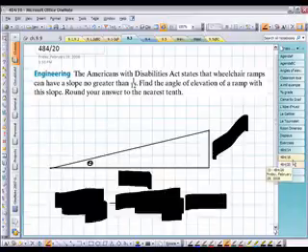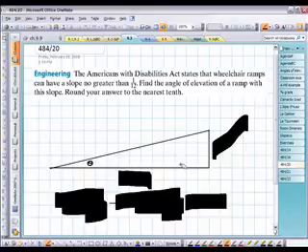Okay, the Americans with Disabilities Act states that wheelchair ramps can have a slope no greater than 1/12. Find the angle of elevation of a ramp with this slope, and your answer to the nearest 10th. Now, good thing about these problems is you know you got a right triangle to deal with. So first, draw a right triangle. That'll get you going. So now, if the slope is 1/12, slope is rise over run. So I'm going to make the rise 1. I'll make the run 12.